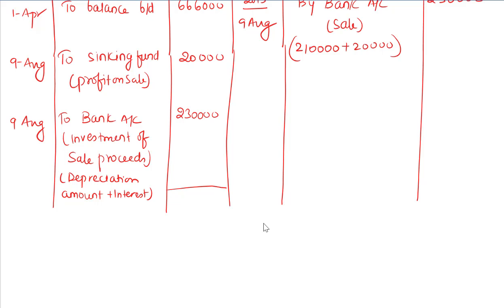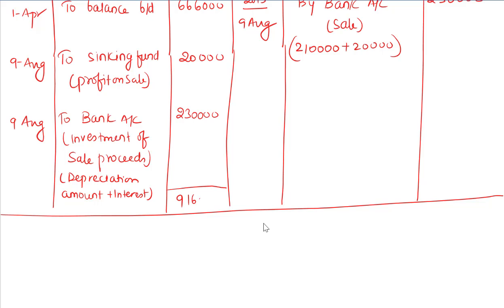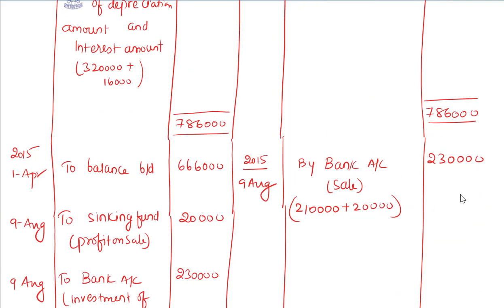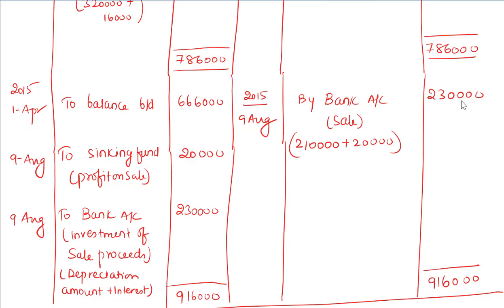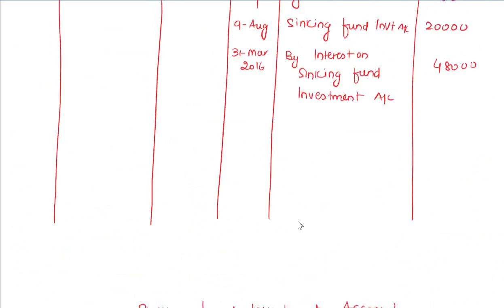Make a total quickly. Total 6,66,000 plus 20,000 plus 2,30,000, 9,16,000 on the debit side, minus 2,30,000. Go to the question.